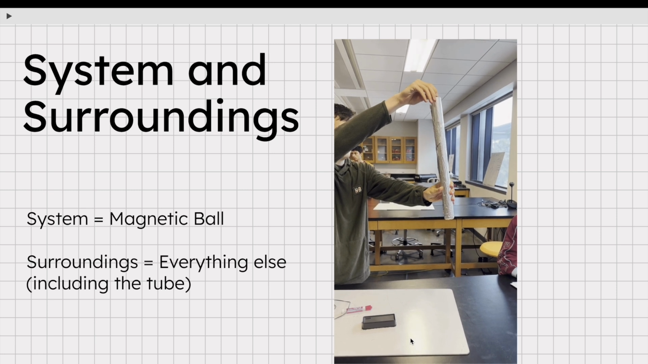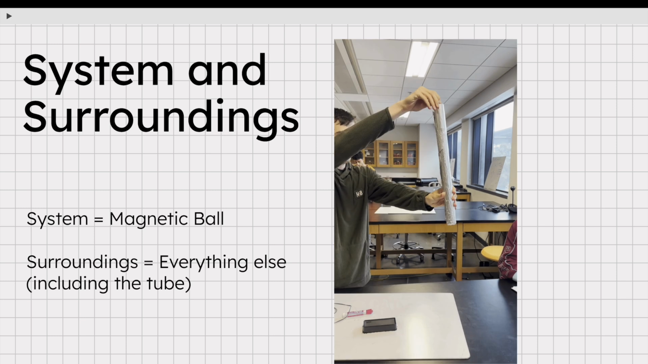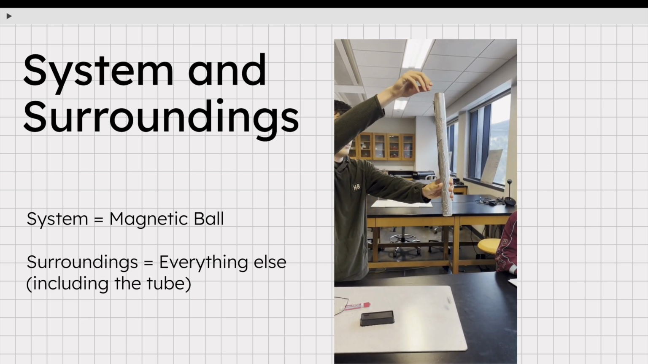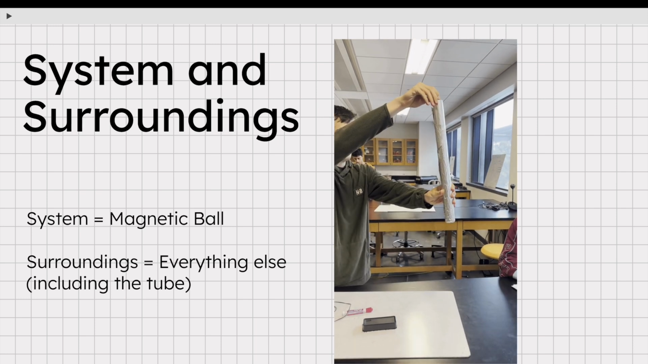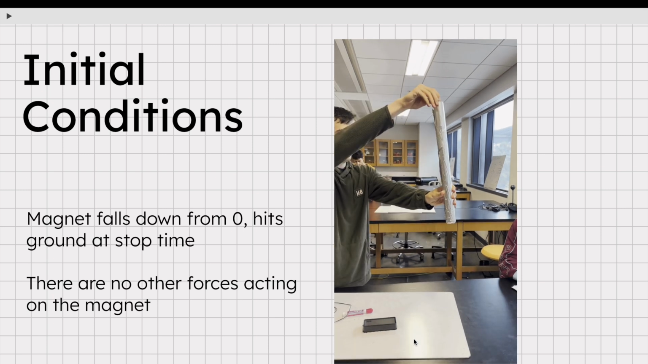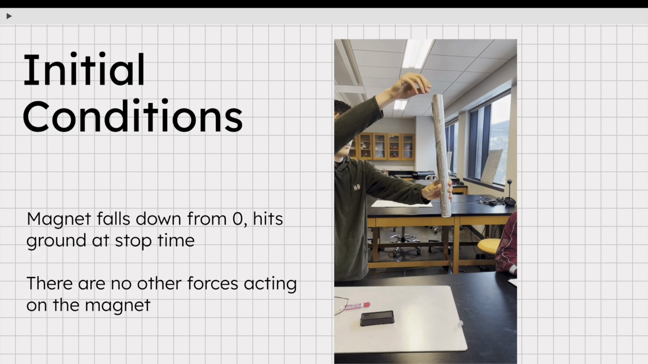And I would feel bad if I didn't explicitly state the system and surroundings. So the system in this instance is that magnetic ball, which again is functioning like a dipole. And then the surroundings would be everything else, and it does include that aluminum tube. And some more initial conditions are that the magnet falls down from 0 and hits the ground at the stop time. Also, there are no other forces acting on the magnet.